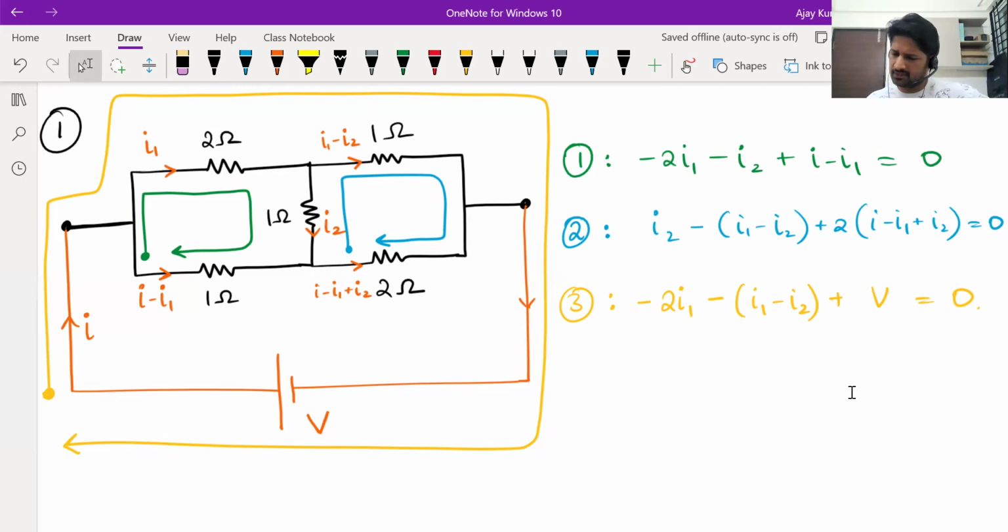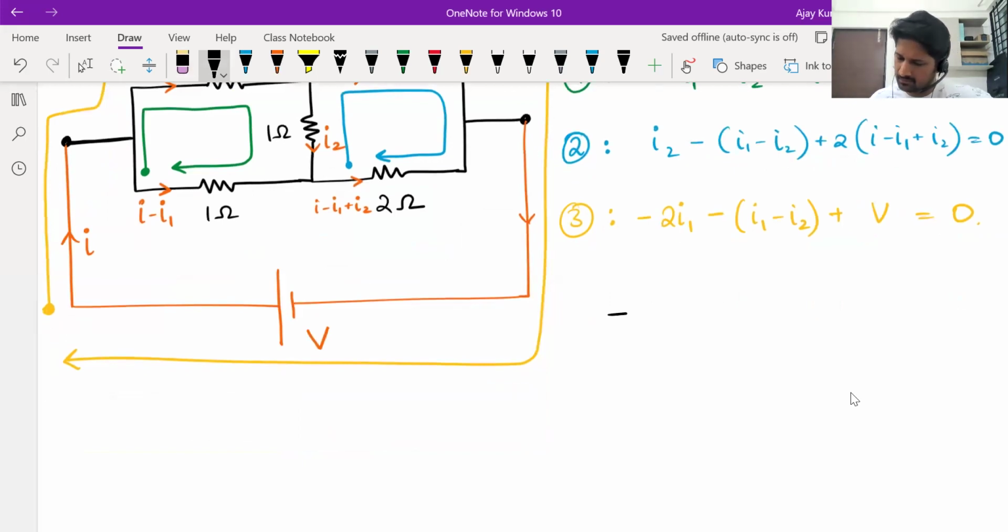We'll rewrite these equations first. First equation becomes minus 2I1 and minus I1, so minus 3I1, plus I minus I2 is equal to 0. Second equation: I2 is there, minus of minus I2, that is plus I2, another plus 2I2. So totally 4I2 is there.